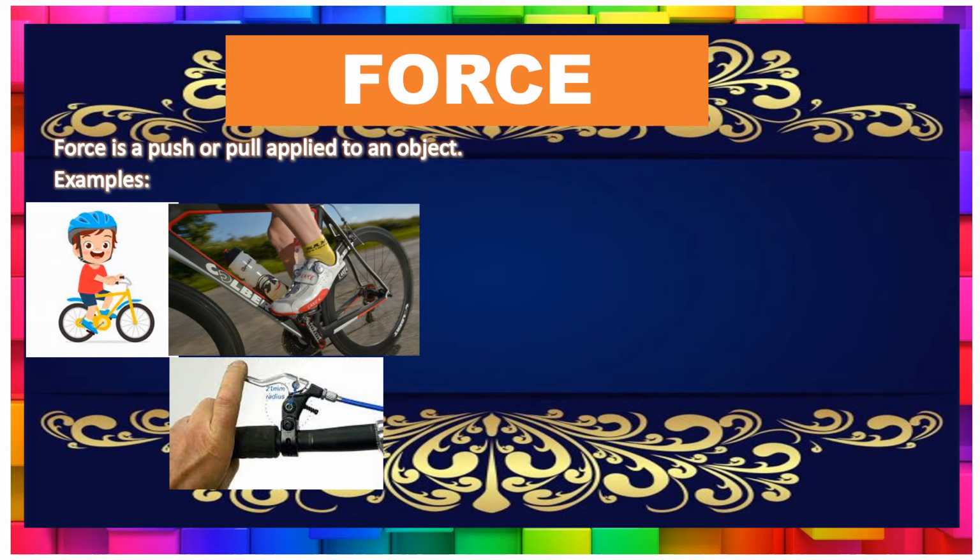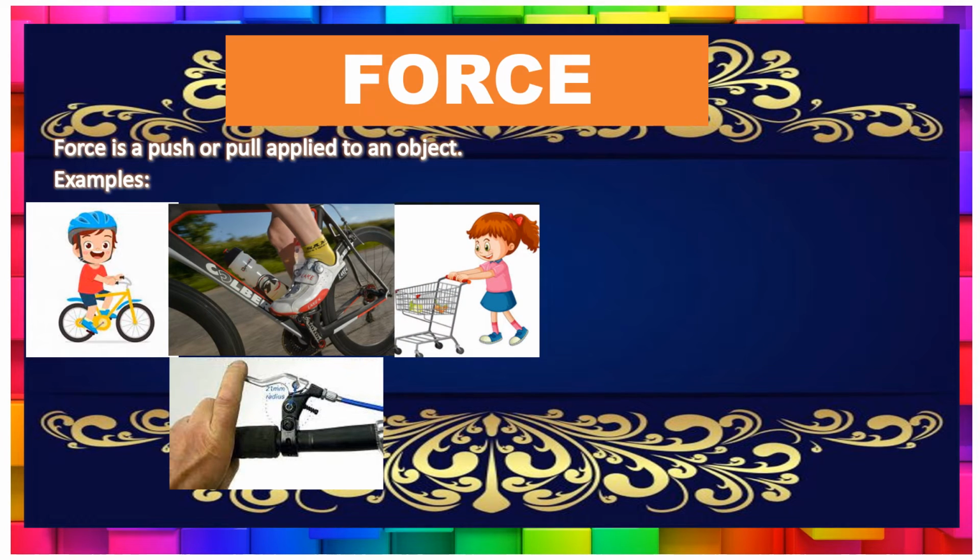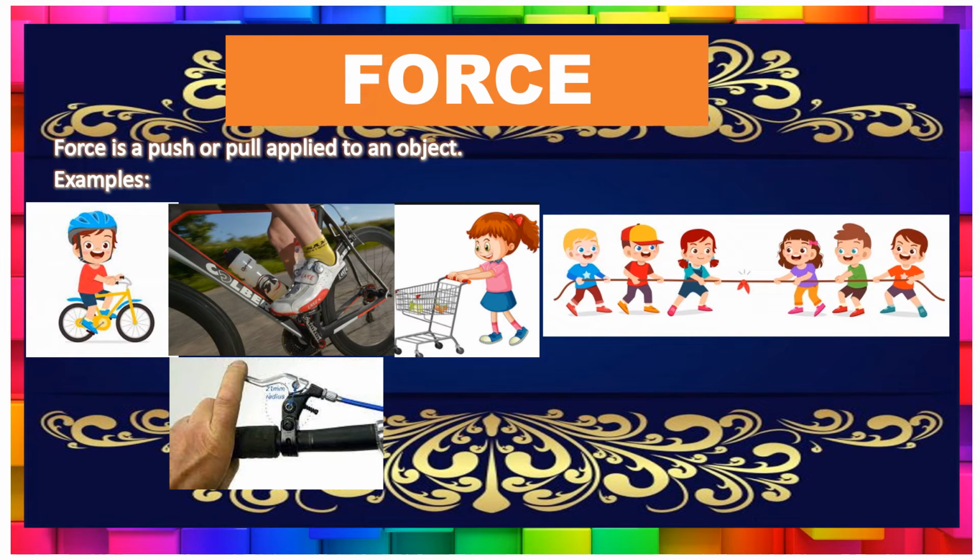A push is when you move objects away from you, like when using a grocery cart. You push it to go around the store easily. A pull is when you bring an object towards you. In the game Tug of War or Hilahang Lupit, the force put forth by both groups on each side of the rope is a pull. Whenever there is a push or a pull, force is involved.